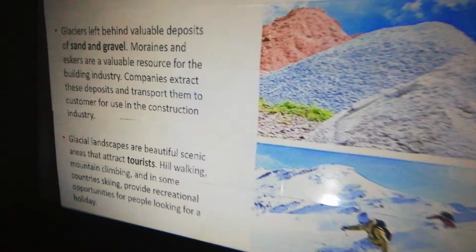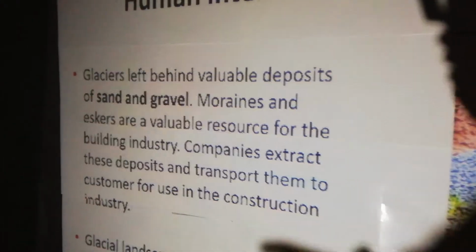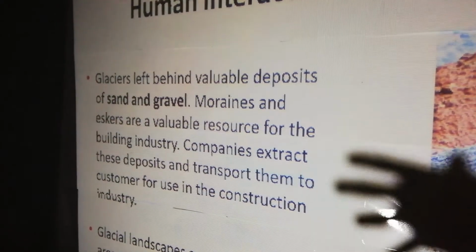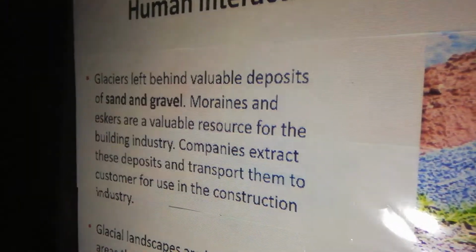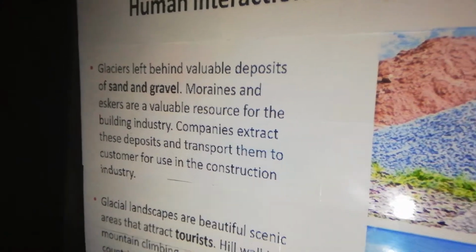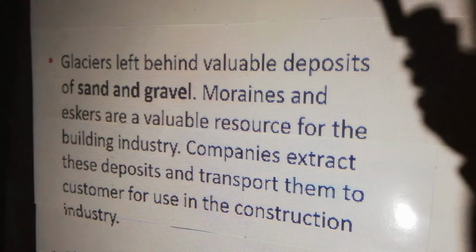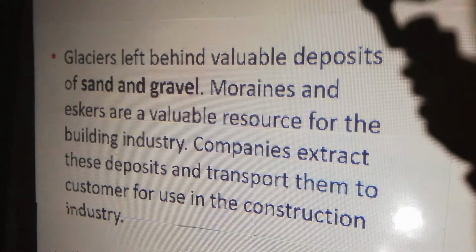What else do they leave behind? They leave behind valuable deposits of sand and gravel. As a glacier moves along, it picks up bits of sand and gravel and then it'll drop it further down. And this sand and gravel will still be there to this day, and it's very useful to us as humans. So glaciers leave behind valuable deposits of sand and gravel.